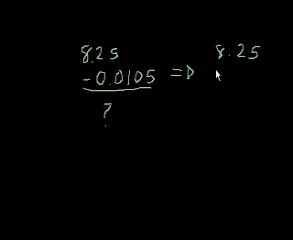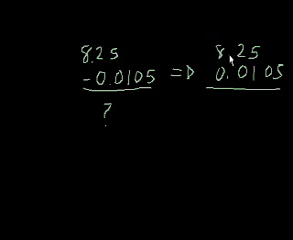8.25 and 0.0105. Notice I lined up this decimal right below this decimal. Now I add the zeros just because this 0 and this 5 need to be subtracted from something. And now let me do my borrowing.